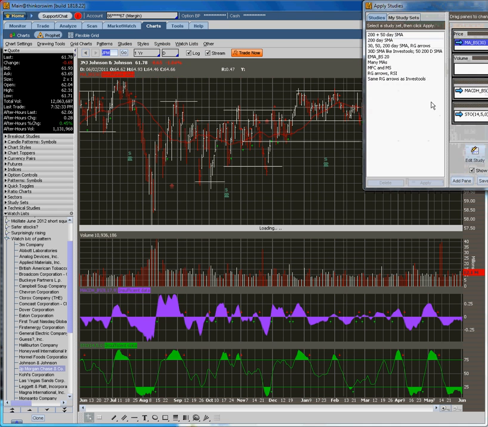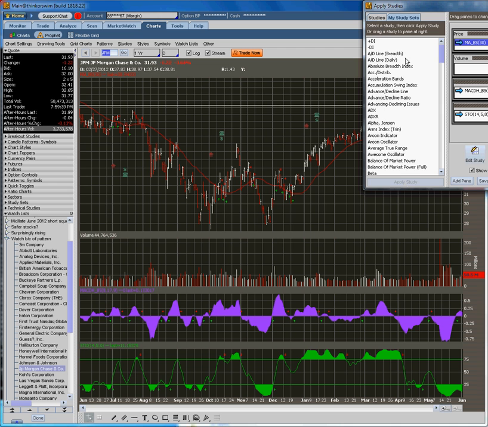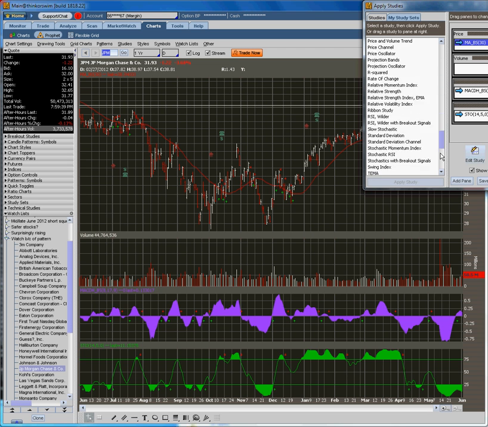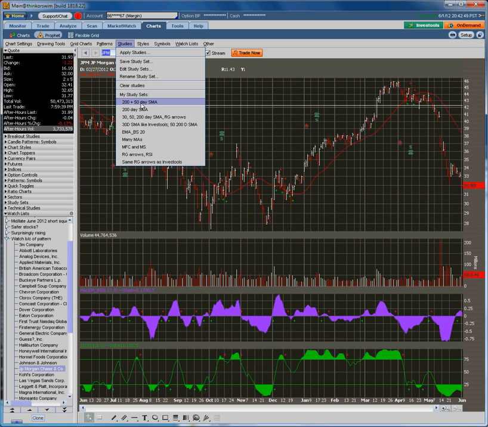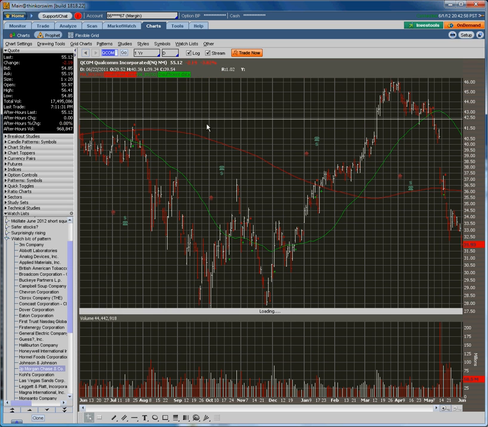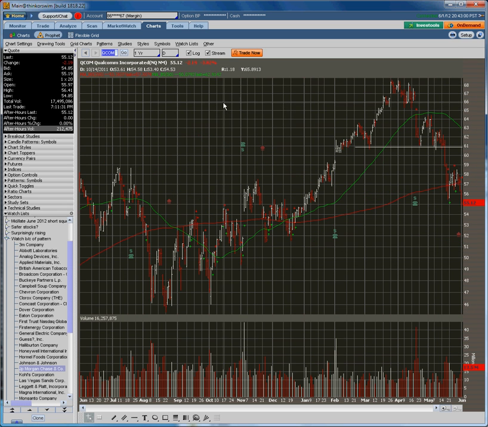And again, I was mentioning studies. There's just a ton. Some people want Bollinger Bands, they want the relative strength indicator, some stochastic indicator. And again, you can just put a bunch of these together and save them as a study set, and then quickly switch between them. Like here, I have the 20 and 50-day simple moving average. Some people have called it... I can say it hasn't worked for me recently.